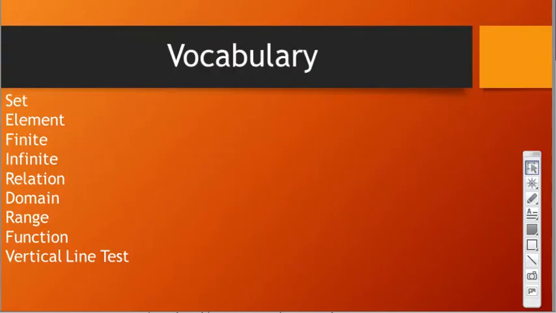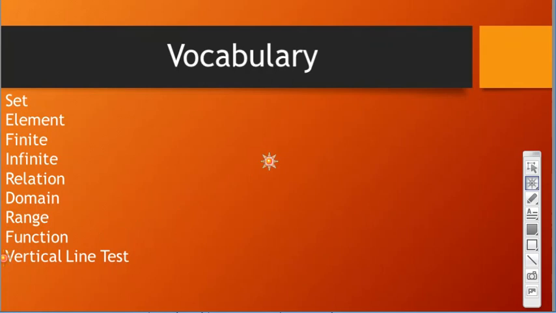The vocabulary that we will be going through as part of this lesson is as follows: set, element, finite, infinite, relation, domain, range, function, and the vertical line test.